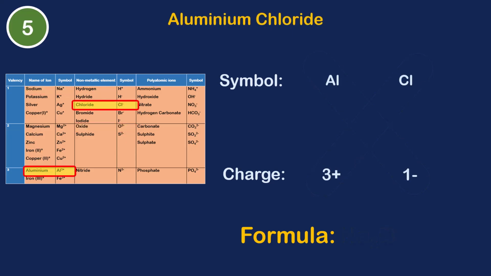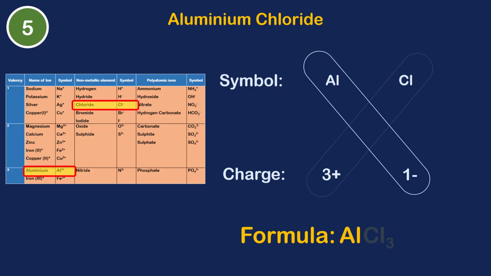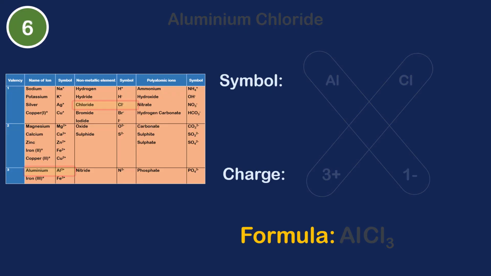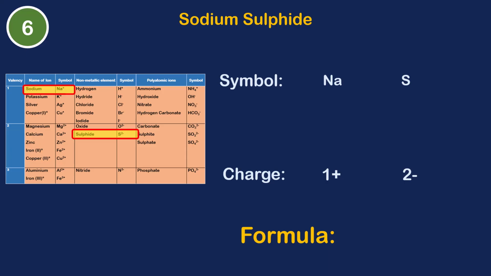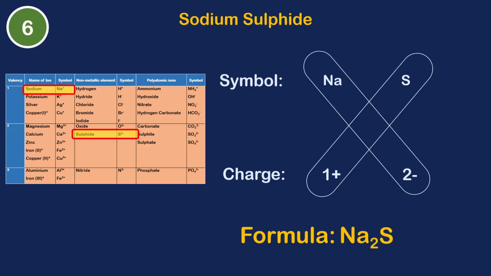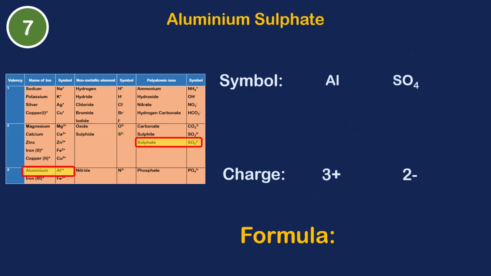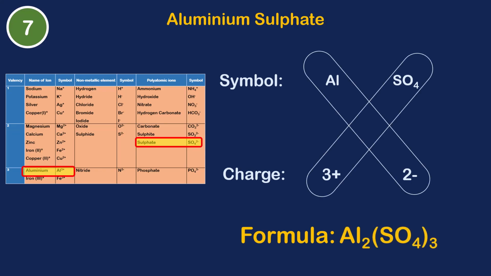What about aluminium chloride? AlCl3. Similarly, sodium sulfide? Correct, Na2S. Oh, what about aluminium sulfate? This one is Al2(SO4)3.